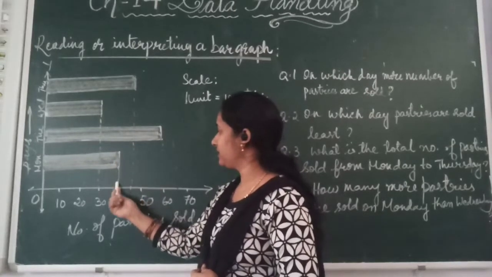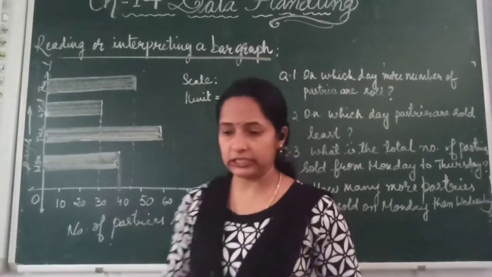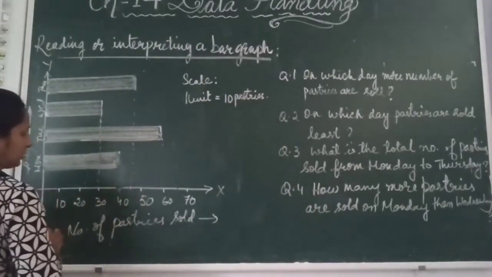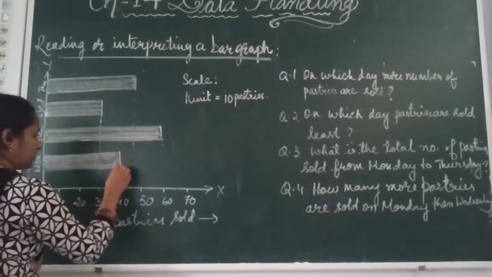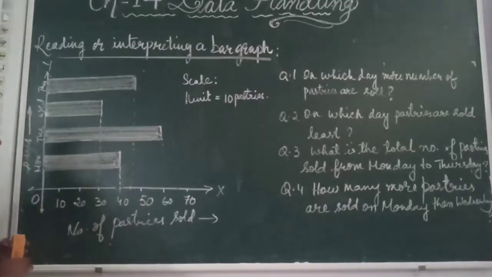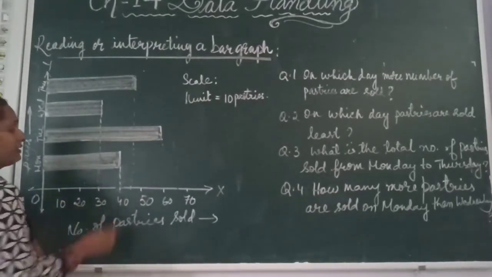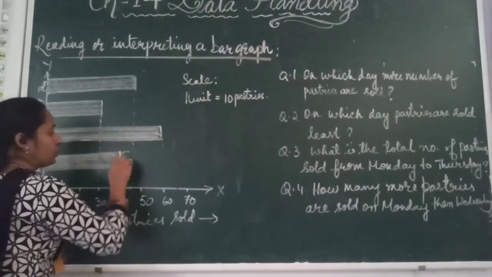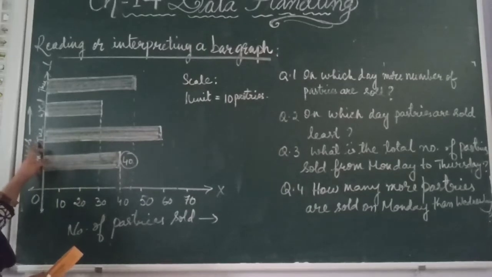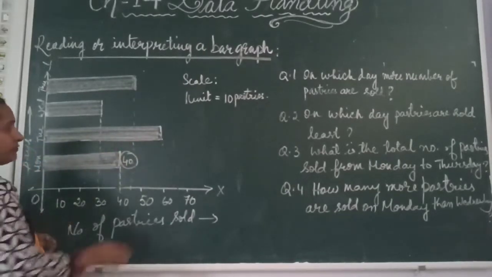It is coming till the number 40. It is coinciding with the number 40, or it is along the number 40. The height of this graph is till the number 40. So this gives us the information that on Monday, how many pastries were sold? 40 pastries were sold.